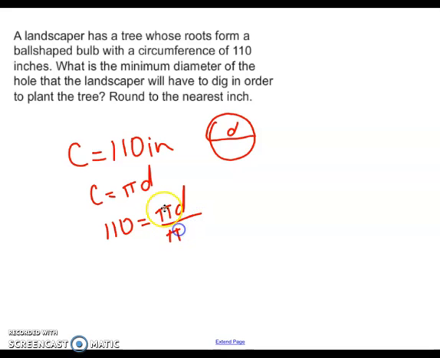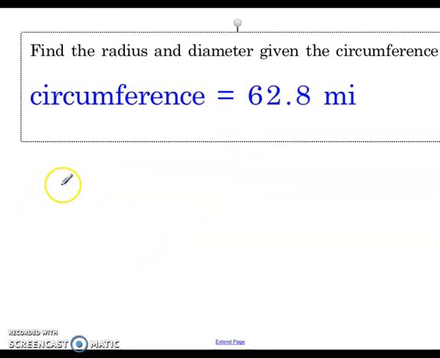So we are going to divide both sides by pi, and we know the equivalent of pi is 3.14. It will always be 3.14. So you take 110 and divide it by 3.14. And the diameter of the hole that he has to dig, rounded to the nearest inch, is 35 inches. Okay? So this is basically the same, but not a word problem.